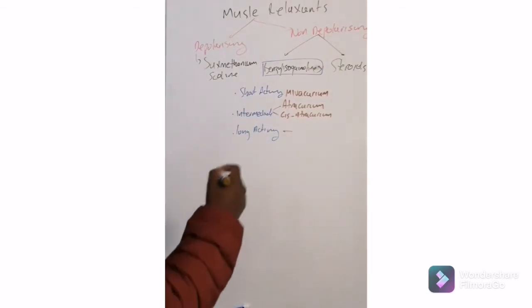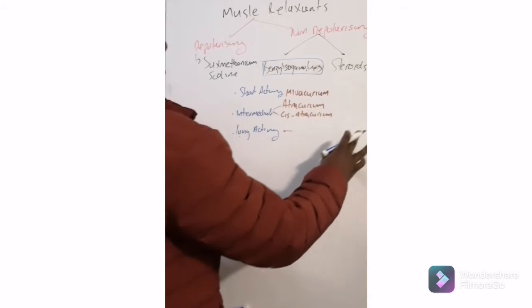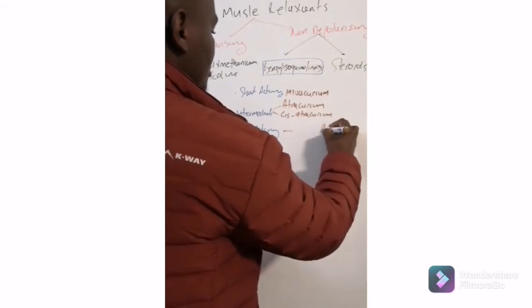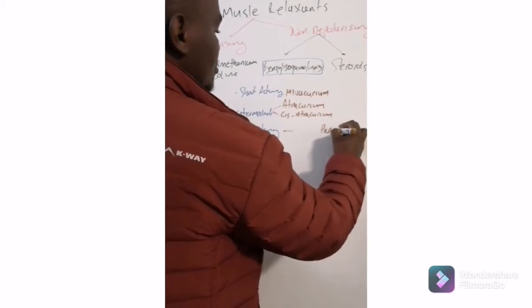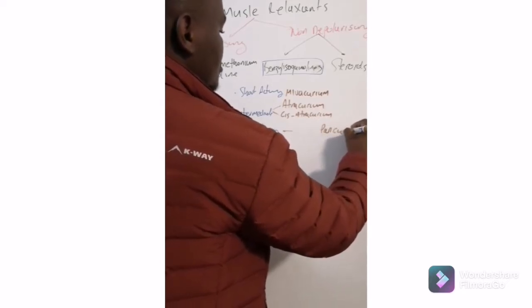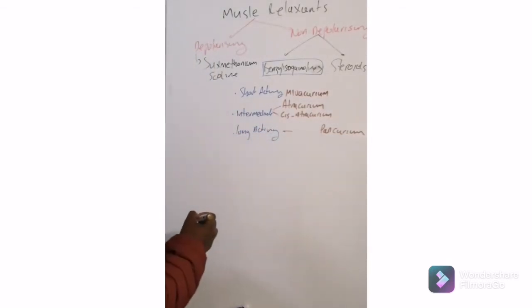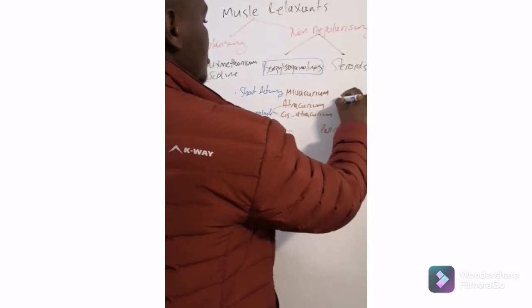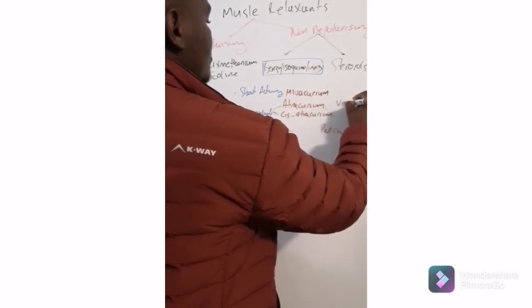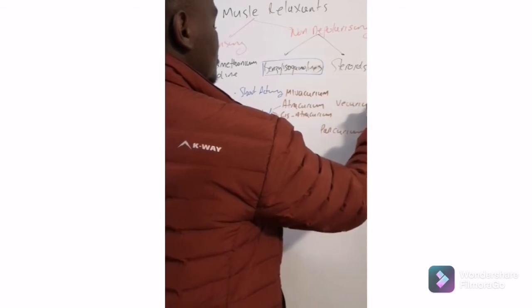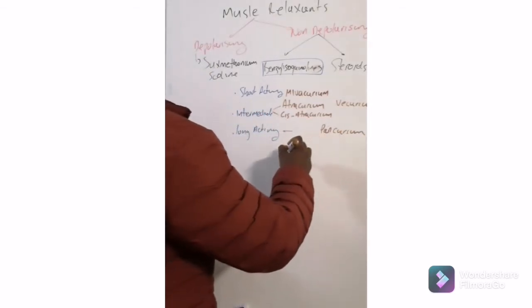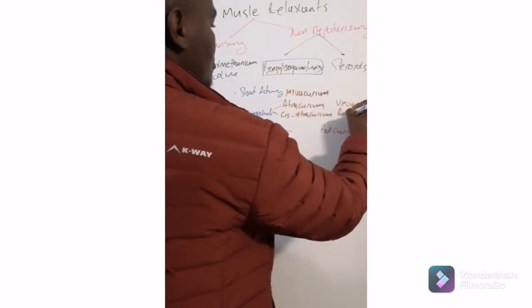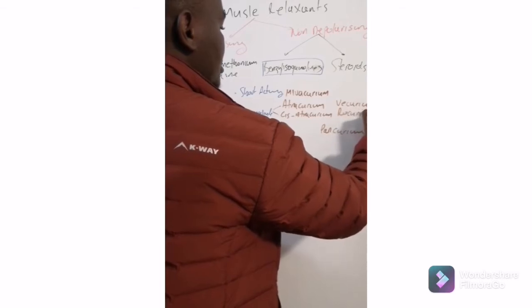Then when it comes to the steroids, the long acting is pancuronium, and then the intermediate is vecuronium. And another intermediate under this is rocuronium.